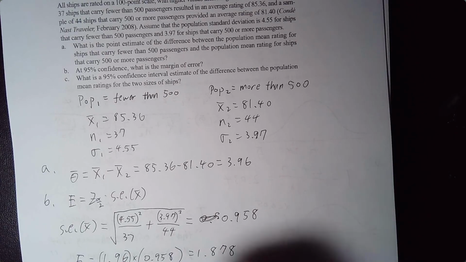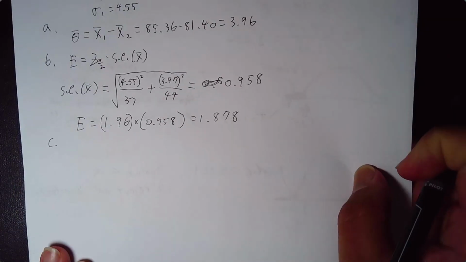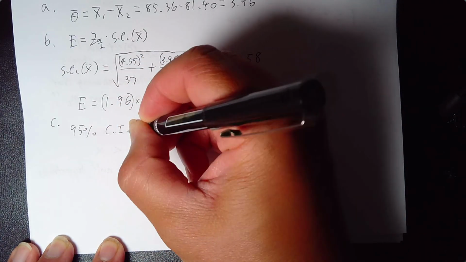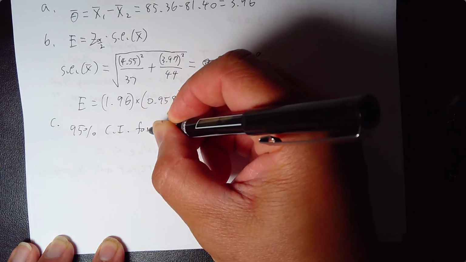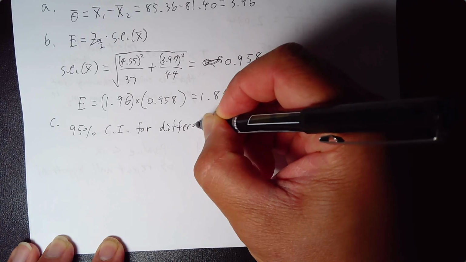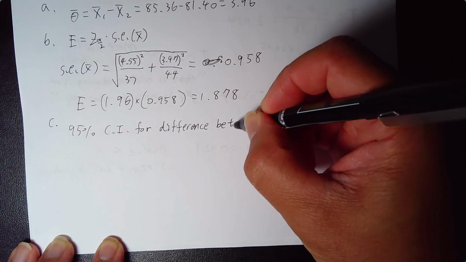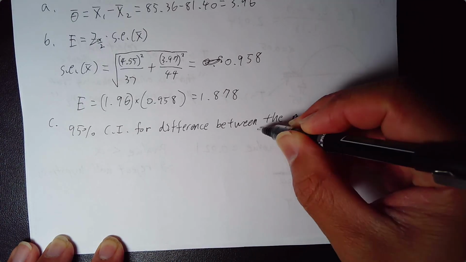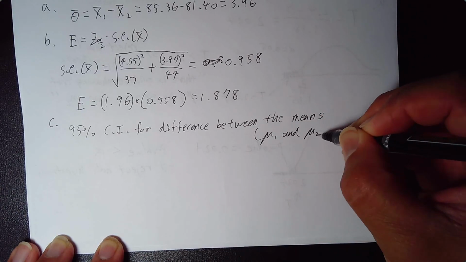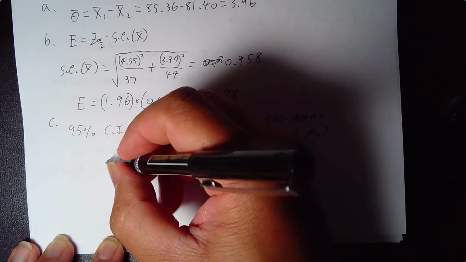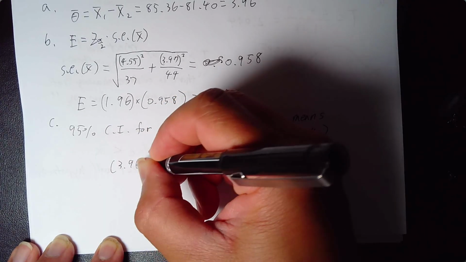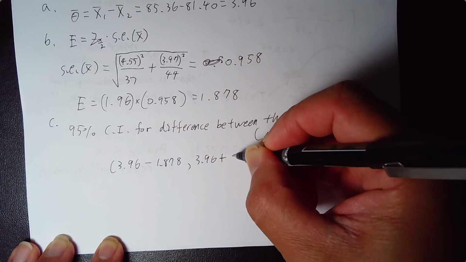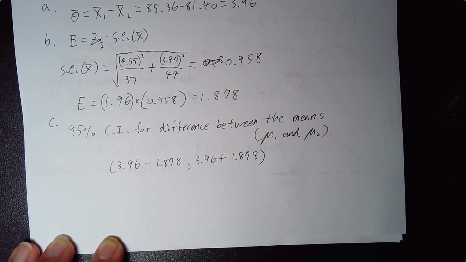Now let's get our confidence interval here. Our 95% confidence interval for the difference between the means, basically mu1 and mu2. What is the difference between them? Our confidence interval would be 3.96 minus 1.878, comma, 3.96 plus 1.878.